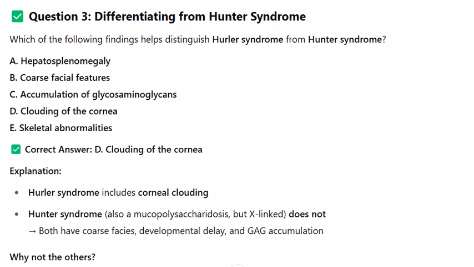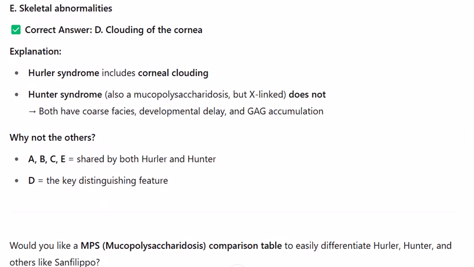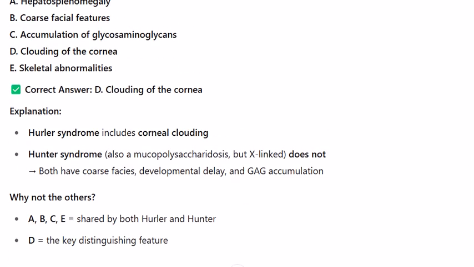Clouding of the cornea. Explanation. Hurler syndrome includes corneal clouding. Hunter syndrome, also a mucopolysaccharidosis but X-linked, does not. Both have coarse facies, developmental delay, and GAG accumulation. Why not the others? A, B, C equals shared by both Hurler and Hunter. D equals the key distinguishing feature.